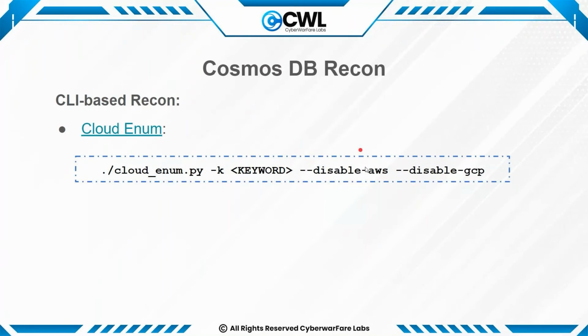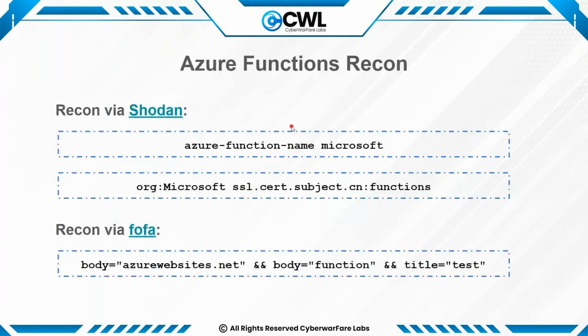Next service for which we will be performing reconnaissance is Azure Functions. Indeed, we will continue utilizing these same search engines, Shodan, Censys, and FOFA, to gather valuable information about Azure Functions. These tools provide insightful details regarding the configuration, deployment, and potential vulnerabilities of Azure Function distribution. So let's start with Shodan. In the first query, we are searching for some particular Azure function name that has Microsoft in it.